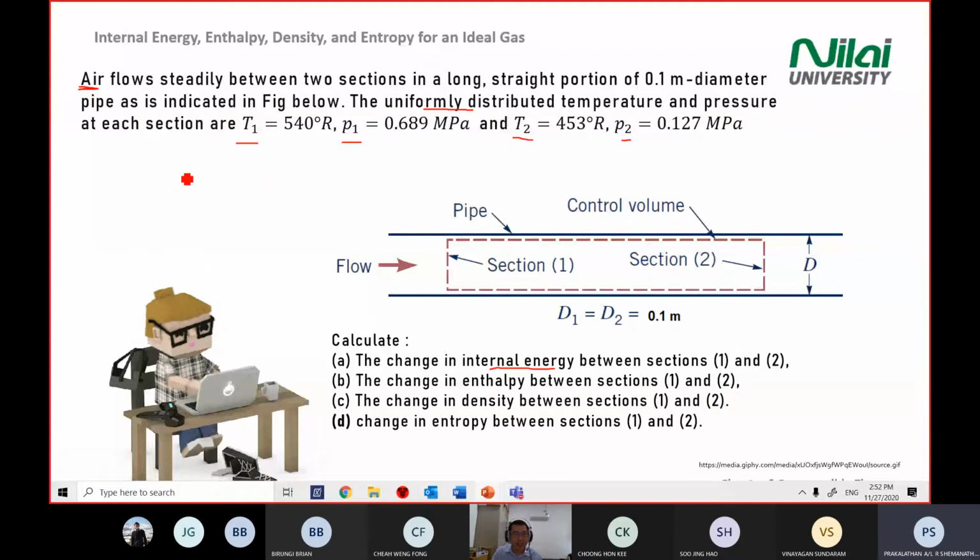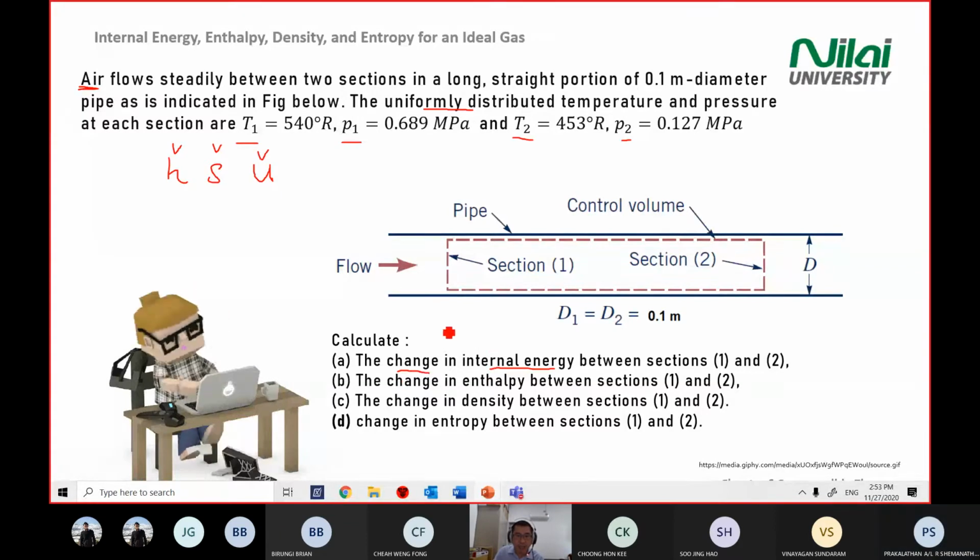I'll give you some choices: H hat, S hat, U hat. Which one is internal energy? Okay, so internal energy is U. So the first one, we're going to find the change of internal energy, U2 minus U1. This is the strategy we're looking at.